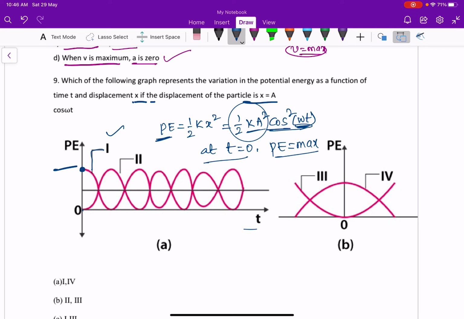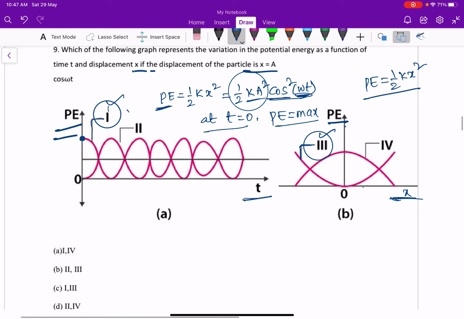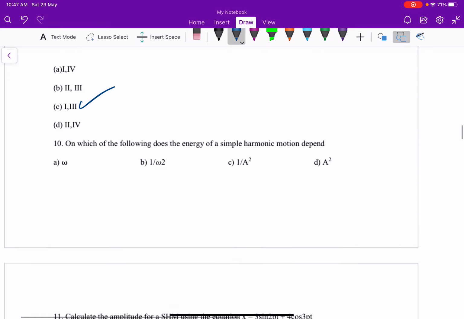In the case of the potential energy versus position curve, potential energy is nothing but half kx square. By drawing a graph, we get an upward parabola. We have seen this in lectures also. So this is correct. So what and what are correct? 1 and 3 are correct. One is potential energy versus time. The third graph is potential energy versus position. So 1 and 3 are correct here.